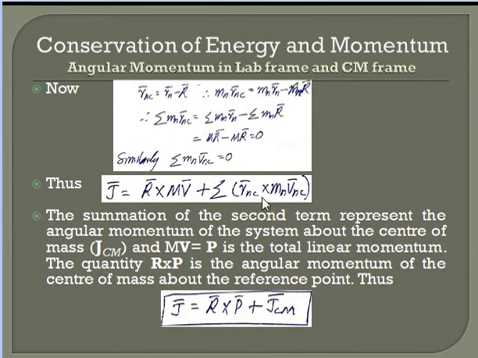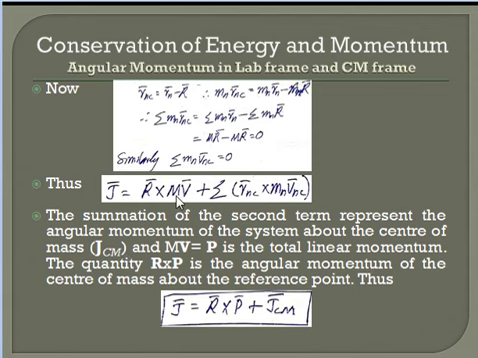Now the summation in the second term: Rnc is the position vector of the nth particle with respect to the center of mass, and Vnc is the velocity of the nth particle with respect to the center of mass. Therefore Rnc cross Mn Vnc is the angular momentum of the nth particle with respect to the center of mass. Therefore summation Rnc Mn Vnc is the total angular momentum of the system of particles with respect to the center of mass, and that angular momentum can be represented by Jcm.